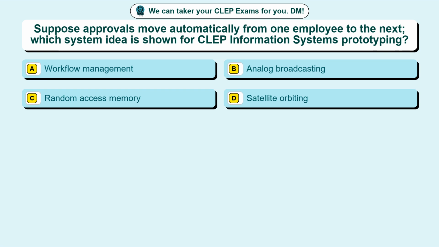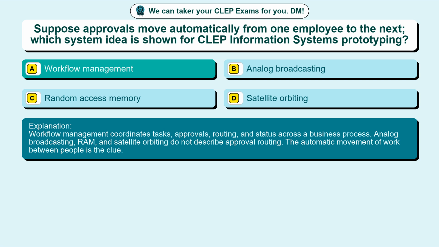Question 19. Suppose approvals move automatically from one employee to the next. Which system idea is shown for CLEP Information Systems prototyping? Option A. Workflow management. Option B. Analog broadcasting. Option C. Random access memory. Option D. Satellite orbiting. The correct answer is option A. Workflow management. Workflow management coordinates tasks, approvals, routing, and status across a business process. Analog broadcasting, RAM, and satellite orbiting do not describe approval routing. The automatic movement of work between people is the clue.